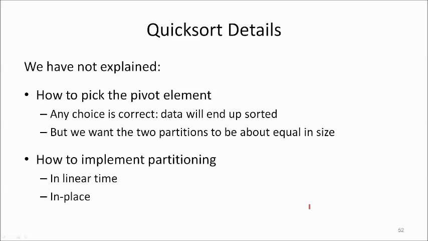Okay, so quicksort details, just to give you some overview again. How to pick the pivot element? Any choice is correct, the data will end up sorted. But we want the two partitions to be about equal in size.